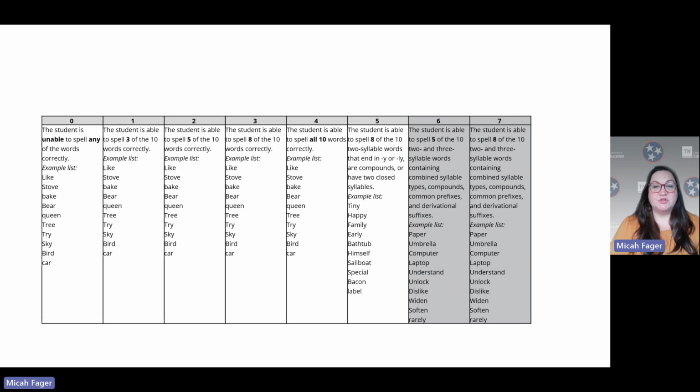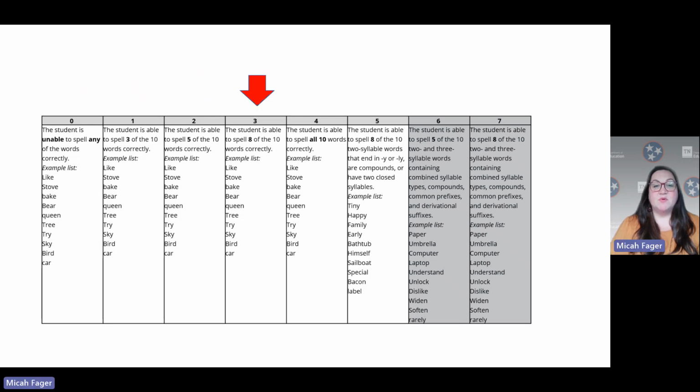After you have assessed your students, it is time to score their work. A rubric is provided for the scoring of the student work. The student work receives a level 0 if the student is unable to spell any of the words correctly. The student work receives a level 1 if students are able to spell 3 of the 10 words correctly. The student work receives a level 2 if the student is able to spell 5 out of the 10 words correctly.